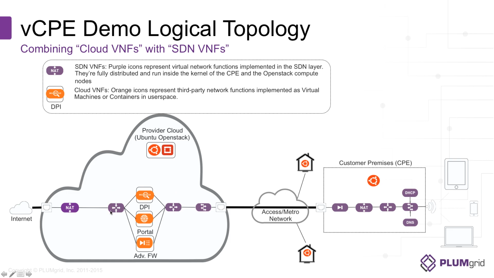The underlying SDN layer provides functions like switching, routing, NAT, or security that help connect and control virtual machines running in the cloud. In this case, the virtual machines we are interconnecting with the SDN layer are the virtual network functions, or VNFs, represented in orange.